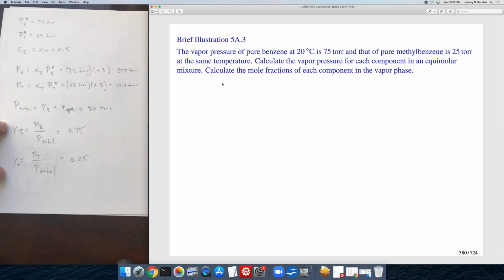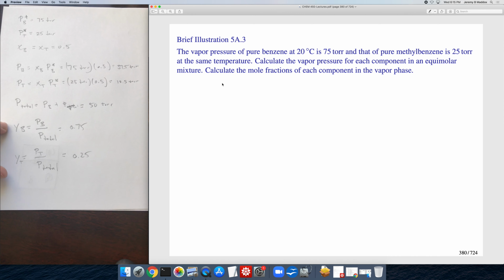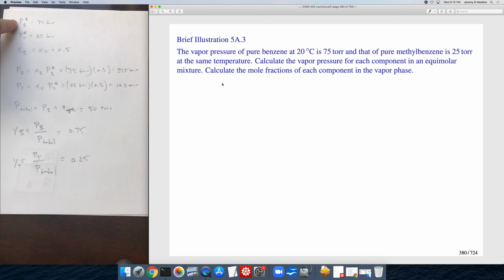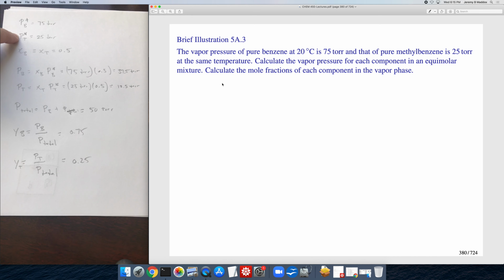So we started off in the liquid phase with an equal molar mixture of benzene and toluene. And then when we look at the composition in the vapor phase, we see that the vapor phase is enriched in benzene and depleted in toluene. That's a general truism. The vapor phase above a solution is always enriched in the more volatile component. Benzene has a higher vapor pressure than toluene, and so it's no surprise that we find a higher concentration of benzene in the vapor phase.